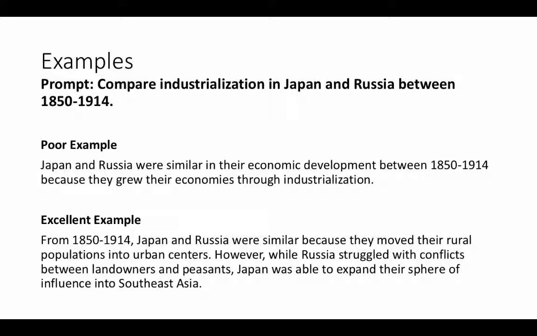But here's an excellent example. From 1850 to 1914, Japan and Russia were similar, there's your comparison, because they moved their rural populations into urban centers. However, while Russia struggled with conflicts between landowners and peasants, Japan was able to expand their sphere of influence in the Southeast Asia. So here we've got clear comparison. We have the historical thinking skill being answered. We have the historical context. And on top of that, the student goes beyond this. They provide contrast as well, so they have comparison and contrast. And it gives us that clear economic impact in both cases. In fact, it overlaps with several different issues, but the primary focus here is economics.